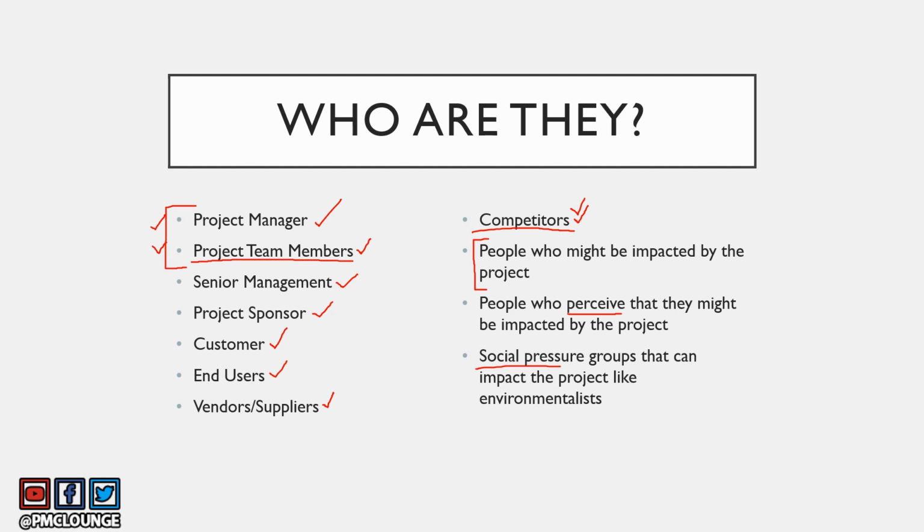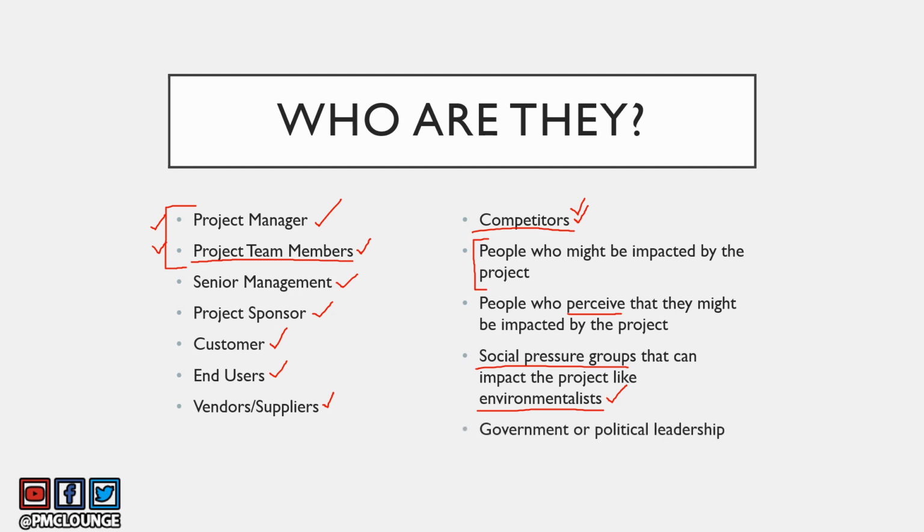Social pressure groups that can impact the project, like environmentalists. So let's say your project is about constructing a shopping mall at a place which is right now a park. Very cliched example, but just taking it for the sake of simplicity. So if you are constructing a mall at a place which is right now a public park, a public garden, definitely environmentalists could be a stakeholder of your project.